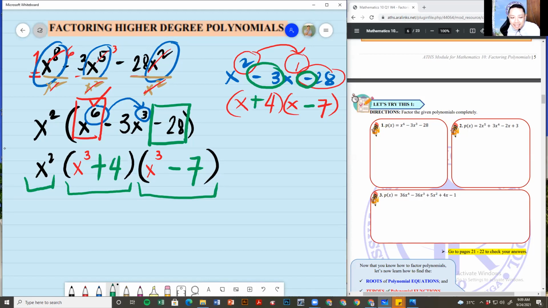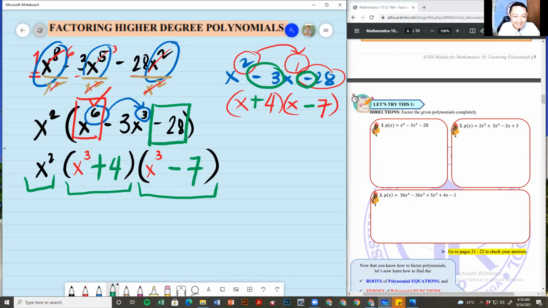Can we still factor this out? Yes or no? Can this still be factored out? Yes or no? Or I don't know. You have 3 options: yes, no, or I don't know. Type into the chat box. I don't know. Okay.